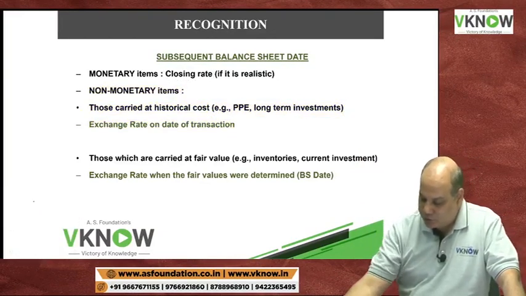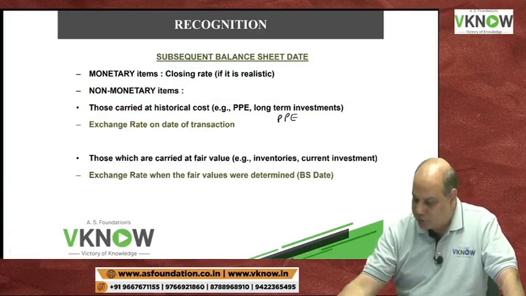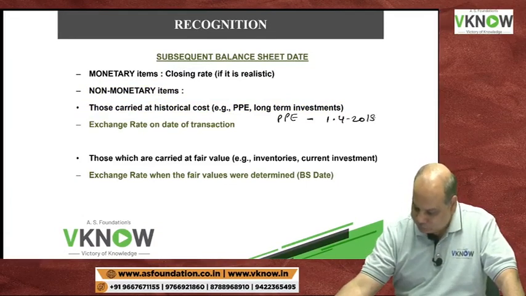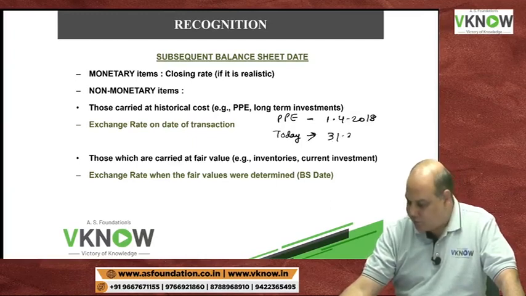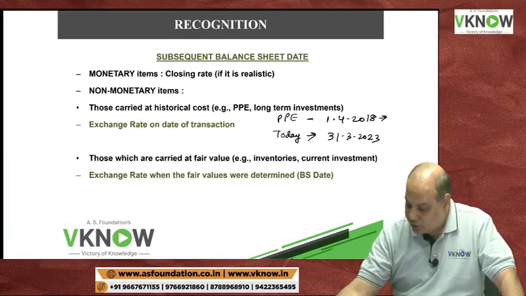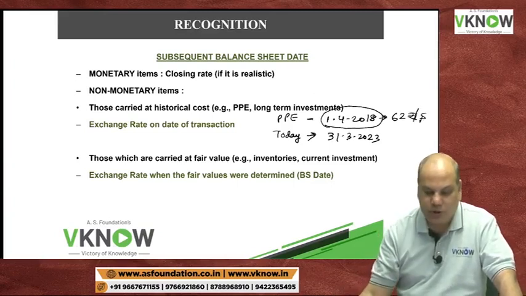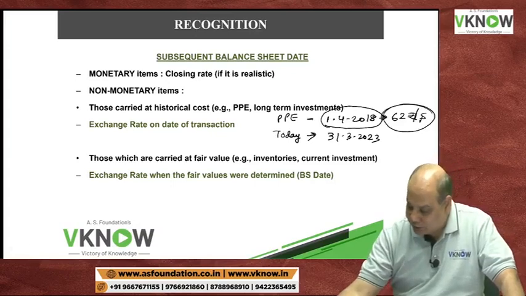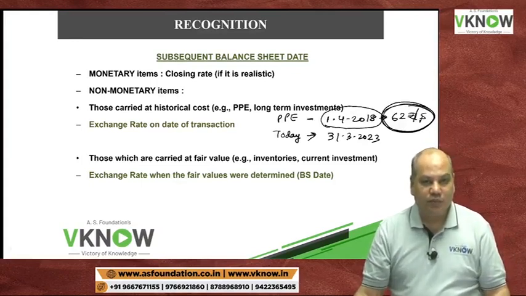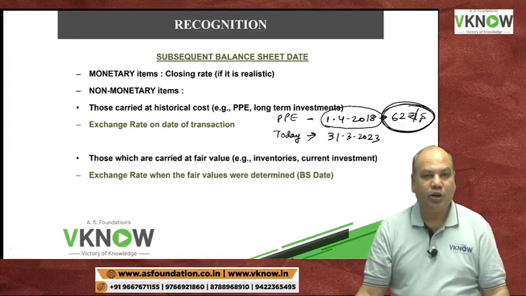For example, suppose a PPE item was purchased on 1/4/2018 and today is 31st March 23. What I'll do is check what the rate was on 1/4/18. On 1/4/18, the rate of exchange was 62 rupees per dollar. So I will take that rate only for converting a fixed asset into rupees if it is denominated in dollars.